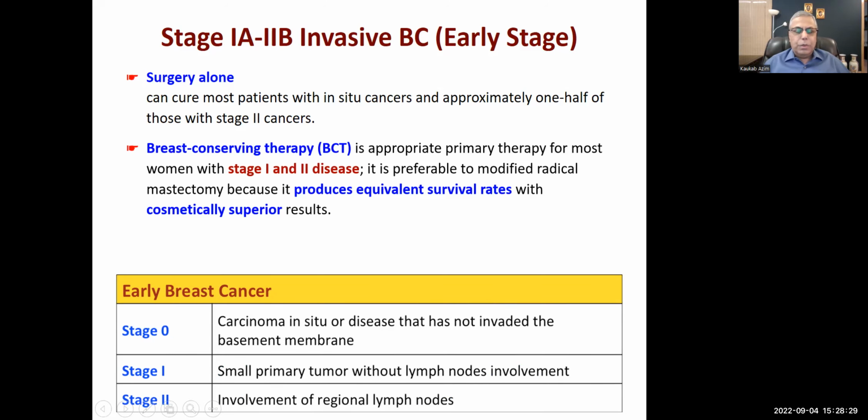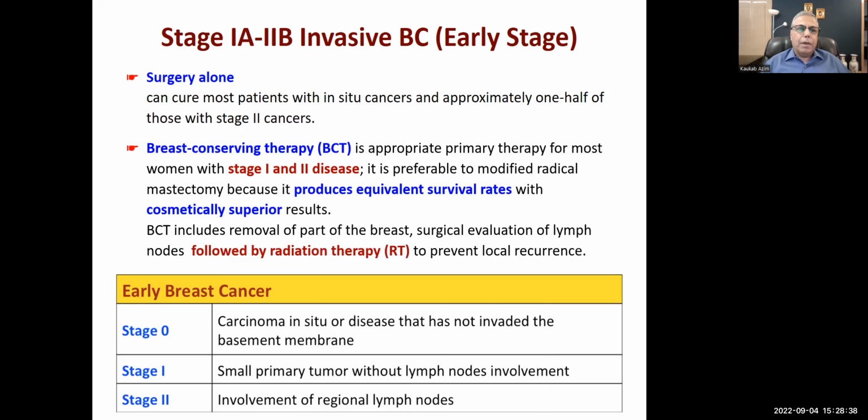And just to remind you, stage 1, there is a tumor, but no lymph node is involved. And in stage 2, the lymph nodes are involved, okay? And this will be different. The staging is different in different cancers. So this is for breast cancer, right?